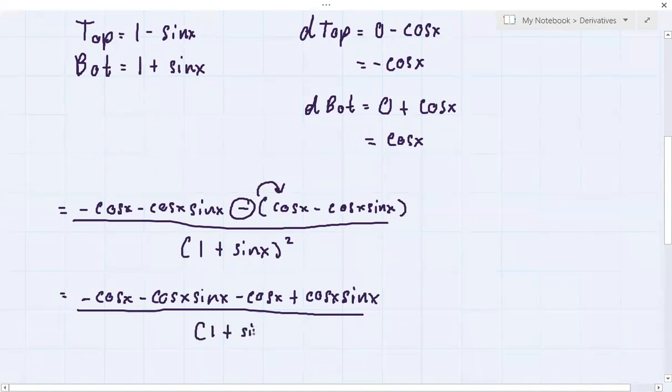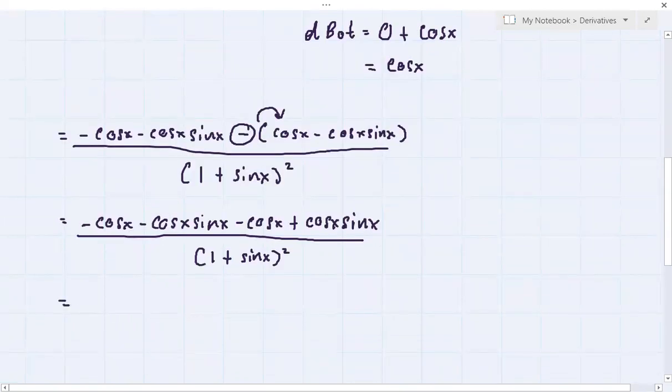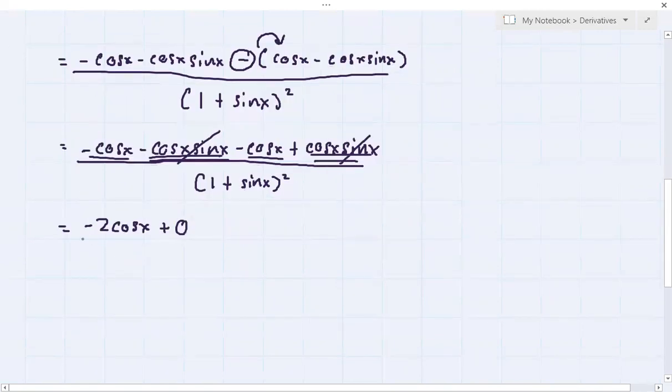Now, we can simplify. Negative cosine x and negative cosine x, we can combine them together, so we are going to add them. Negative cosine x minus cosine x gives negative 2 cosine x. Next, we have negative cosine x times sine x and positive cosine x times sine x. Both of them are the same, but they have opposite signs. So when you combine them, they will cancel and become 0.